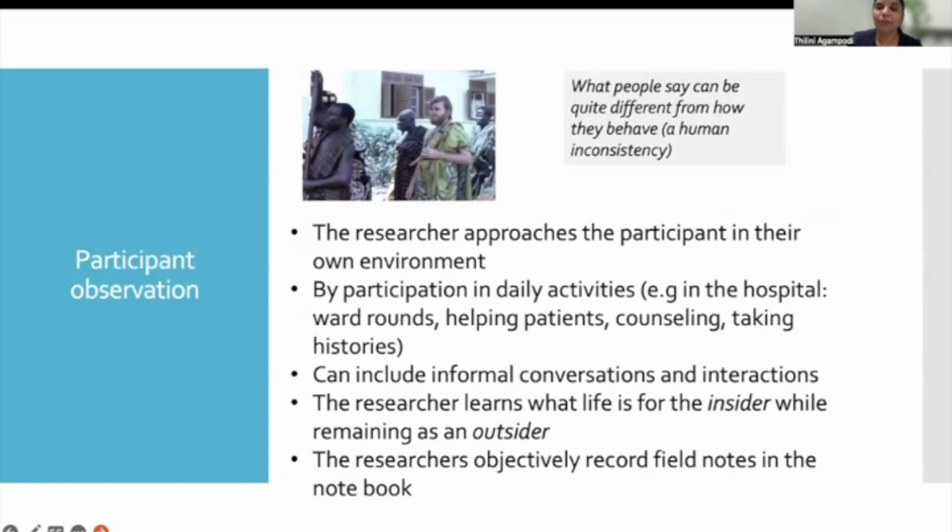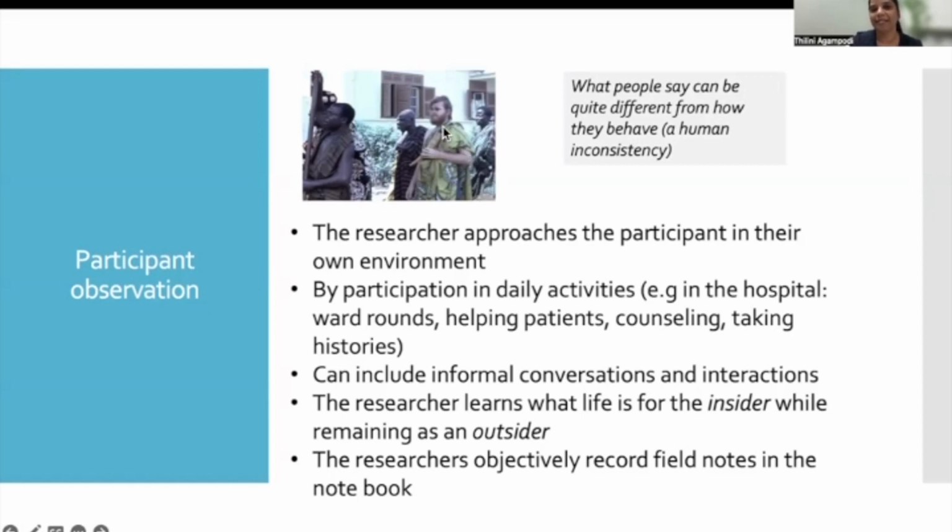And the third and the coolest mechanism of data collection in qualitative studies is participant observation, right? So it's really justifiable that participant observation is one of the best methods, because we all know what people say in in-depth interviews or maybe in focus groups can be quite different from how they really behave, right? So participant observation includes the researcher living with the participants, learning about them, and observing them.